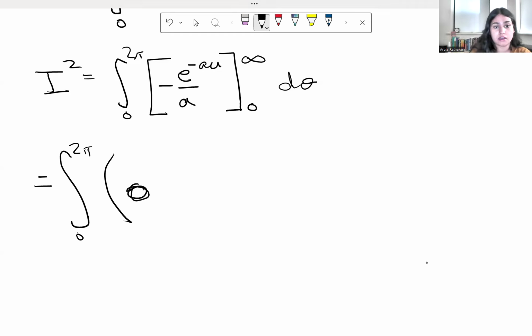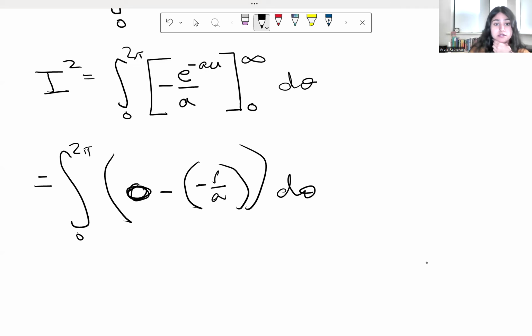And then this, when e is raised to 0, it's just going to equal 1, which means that negative, minus this, is going to be minus 1 over a. But this is going to turn into a positive, and this doesn't depend on theta at all, so we can bring it out of the integral. So we have 1 over a.